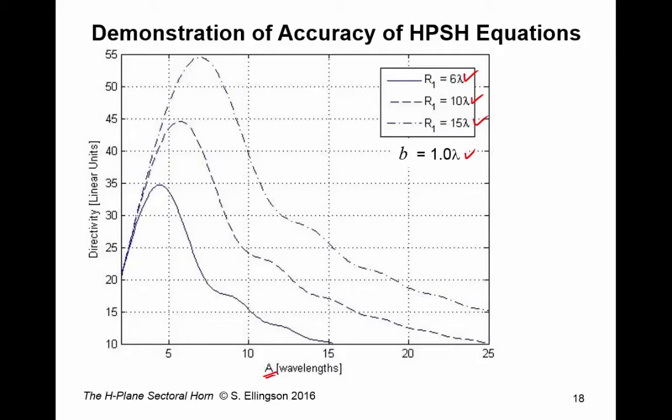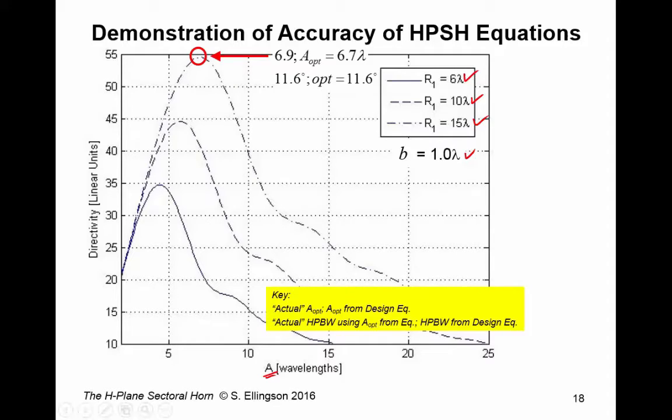But now what I can do is see how well the empirical expressions correspond to what I calculate the long way. So, for example, the optimal value of A for R1 equals 15 wavelengths is 6.9. Our equations give us 6.7, so that's a pretty good guess. The half-power beam width is found to be 11.6 degrees. Our expressions give us 11.6 degrees. So you can see they're quite accurate.